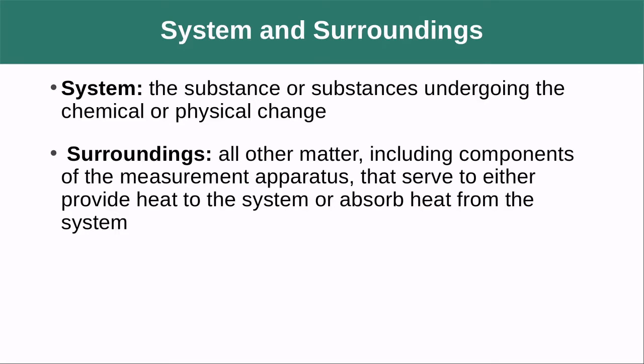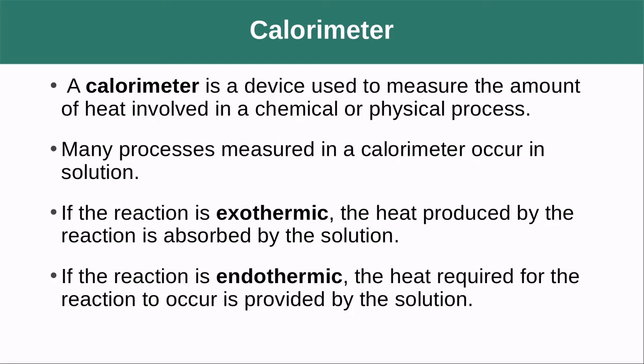So first we're going to start with a couple of definitions. We have the system. This is the chemical or physical change that we're interested in measuring that's going to be difficult to measure otherwise. And then we have the surroundings. This is all the other stuff that's around in our calorimeter that we are going to be able to measure the temperature of. So we're going to see a transfer of heat from the system to the surroundings in the case of an exothermic reaction, or we're going to see a transfer of heat from the surroundings to the system in the case of an endothermic reaction.